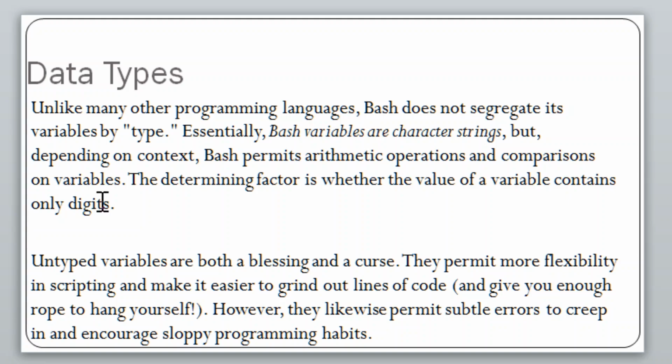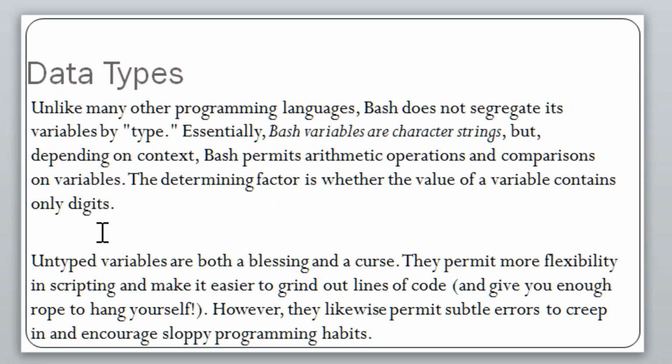Let's go ahead and talk about data types. So unlike many other programming languages, Bash does not segregate its variables by type. Essentially, Bash variables are character strings. But depending on context, Bash permits arithmetic operations and comparisons on variables. The determining factor is whether the value of a variable contains only digits.